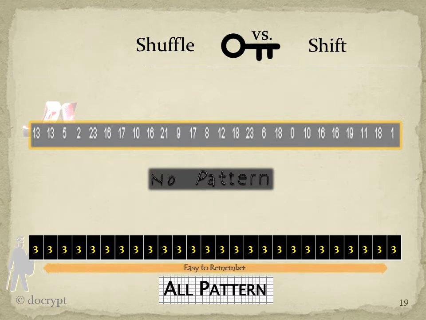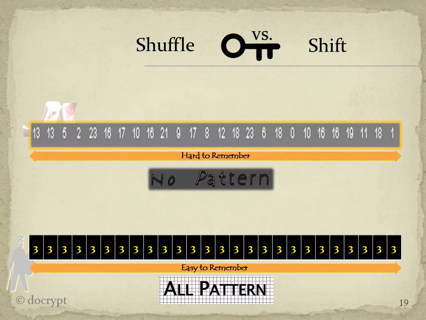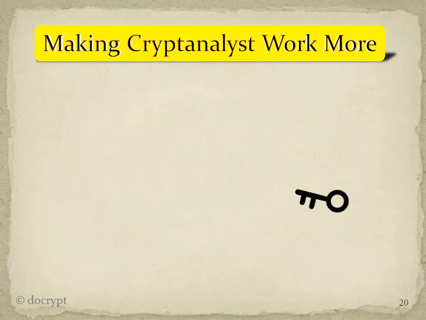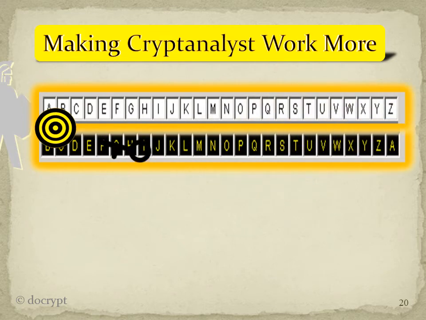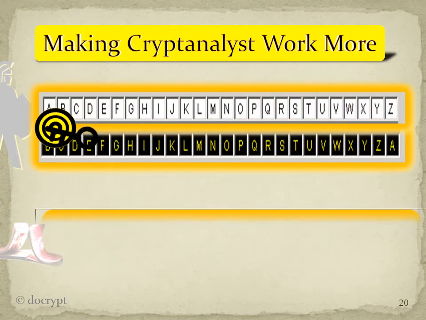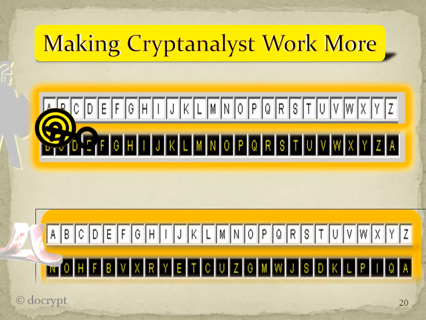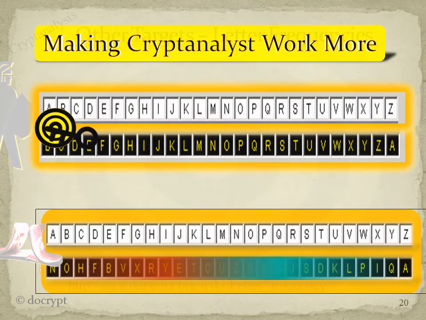Shift key is easy to remember, it's only one number. Shuffle key is very hard to remember. So here's what we mean by moving target. The cryptanalyst goes, "Hey, I'm going to find your key pretty quick." Cryptographer goes, "That may be, but you're not going to find this key so fast."